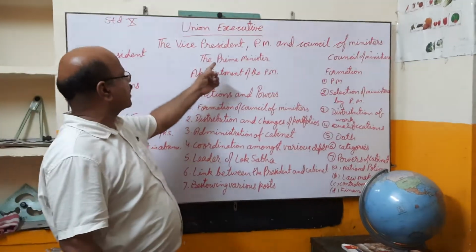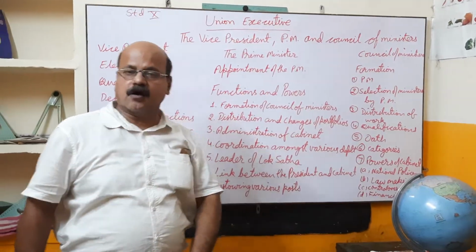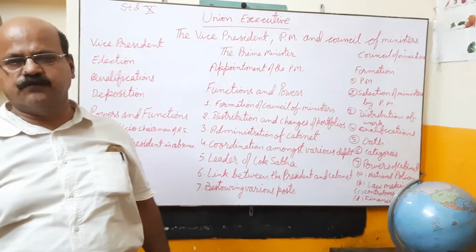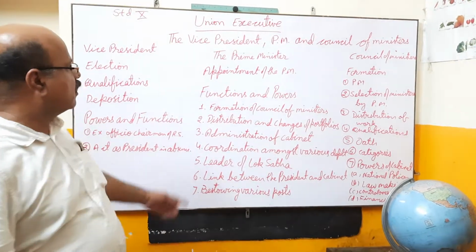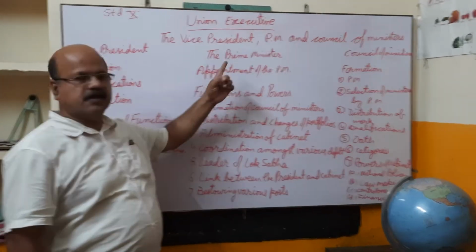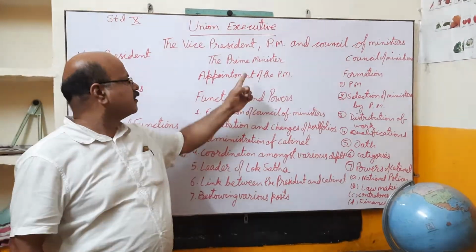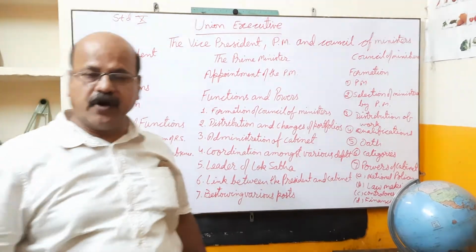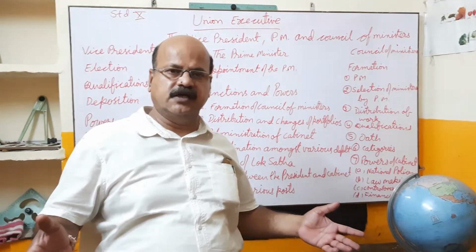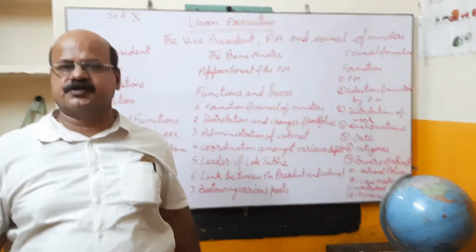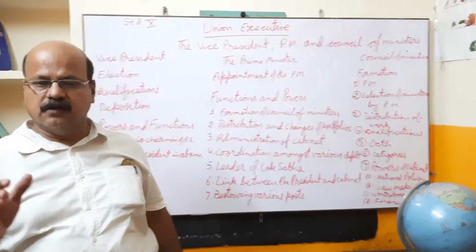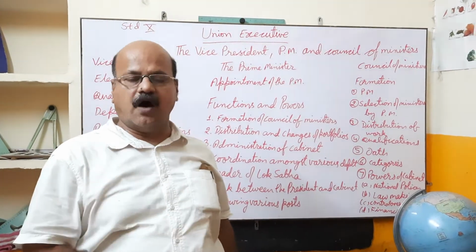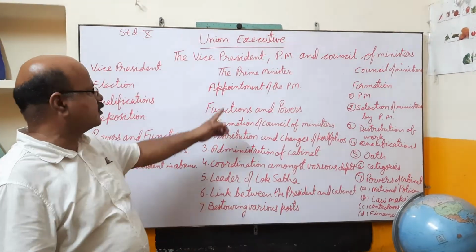Now we move to the second topic, that is the Prime Minister. According to Article 74 of our Constitution, there is a provision of the Prime Minister, and the Prime Minister is appointed by the President of our country. But the President cannot appoint anyone as the Prime Minister. There are some limitations. The President can appoint the leader of the majority party of the House as the Prime Minister of the country.